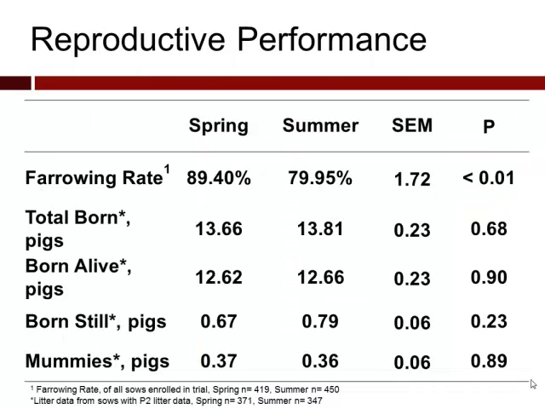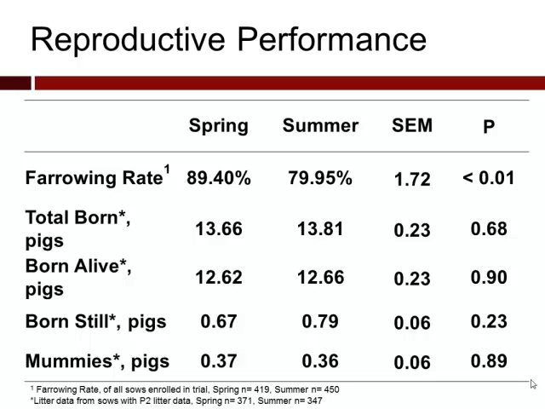So if we look at the reproductive performance, this is where you see really the consequence of seasonal infertility on the industry and how much it really costs the swine industry. If we look at the farrowing rate, so farrowing rate would be the number of litters produced divided by the services that were made. It's still around 89% in the springtime, although there's about a 10% reduction in the summertime.